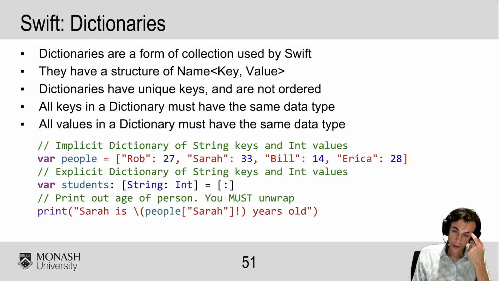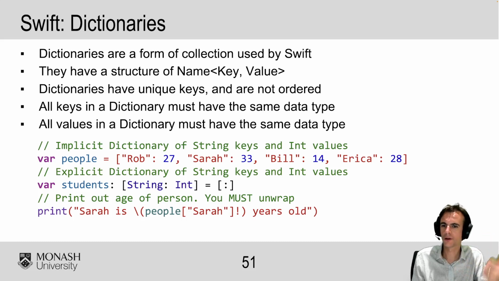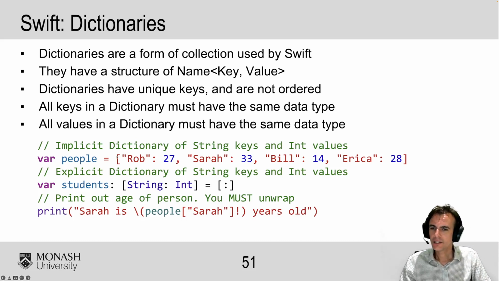Another really useful collection type in Swift is a dictionary. These have the structure like dictionaries. They're a key value store. Each entry has a unique key and they're not ordered. So all of the keys in the dictionary must have the same data type, and all of the values must have the same data type, with some caveat that again we'll explore in the workshop, which is that Swift has a kind of Any type where you can specify something that could be a string or an int or something else. So here's an example of a dictionary literal.